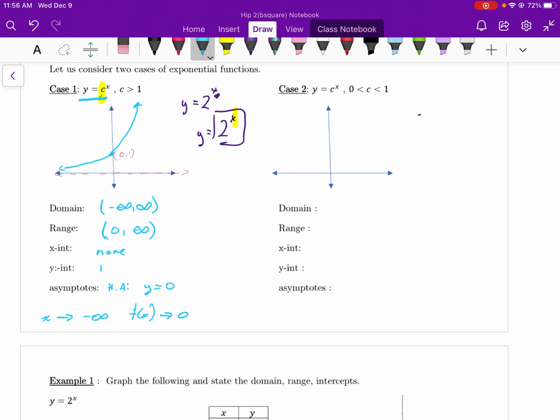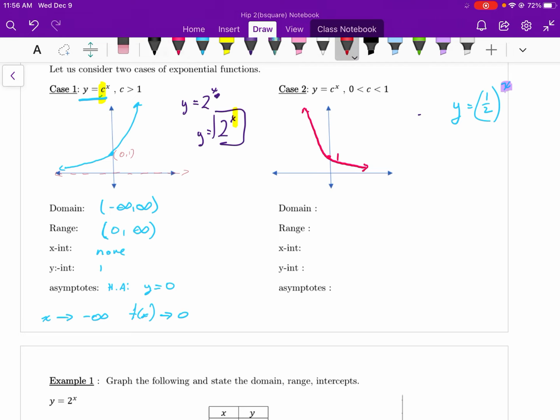Now, let's look at case 2. I'm going to take a sample example, like let's say c equal to 1/2. So what we know is as your exponent gets larger, the value of y will actually get smaller. Again, we'll have a y-intercept of 1, and we'll see why that is, right? Let x is equal to 0. 1/2 to the power 0 is 1. But this graph looks something like this.